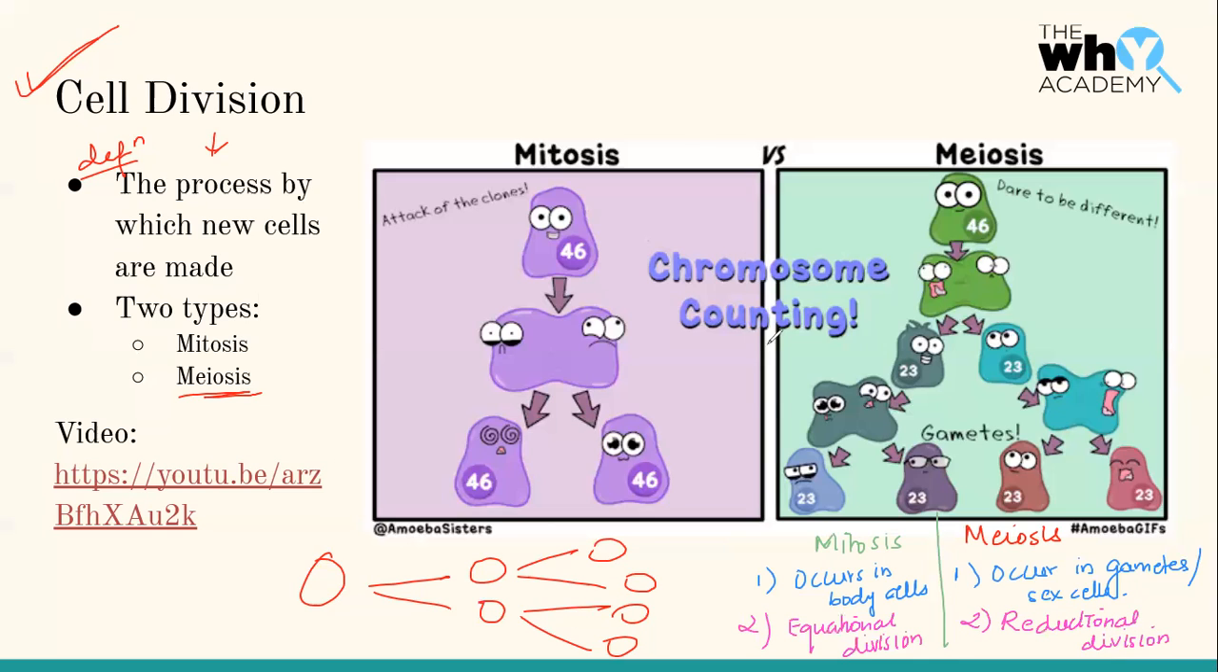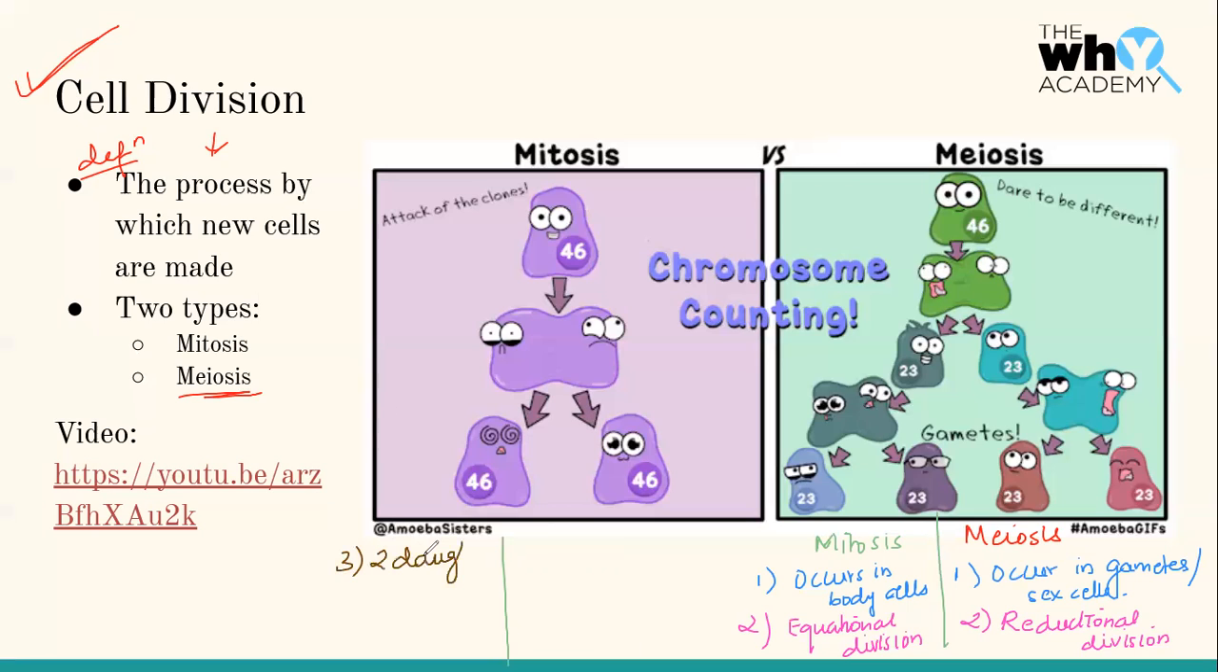Actually, I'll add one more point. I'll put it here. Okay, I'm putting point 3 here. Point 3 is that in mitosis, 2 daughter cells are produced. Okay, and in case of meiosis, 4 daughter cells are produced.